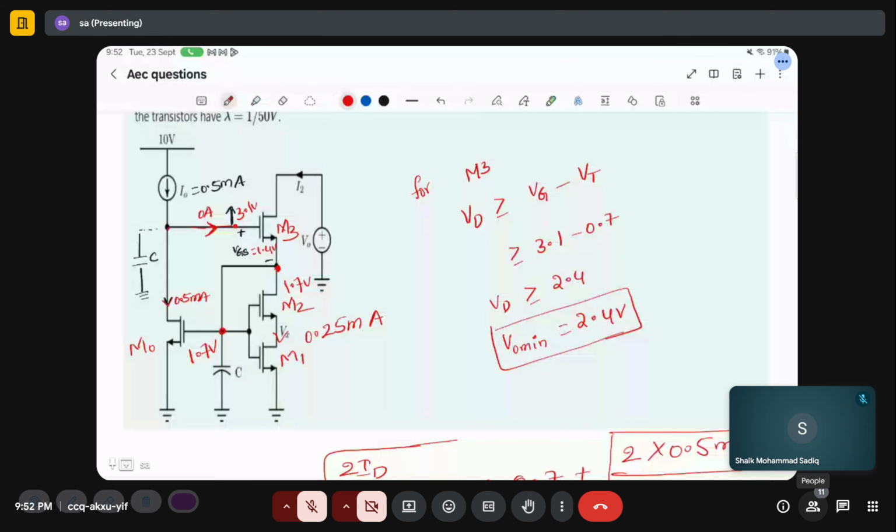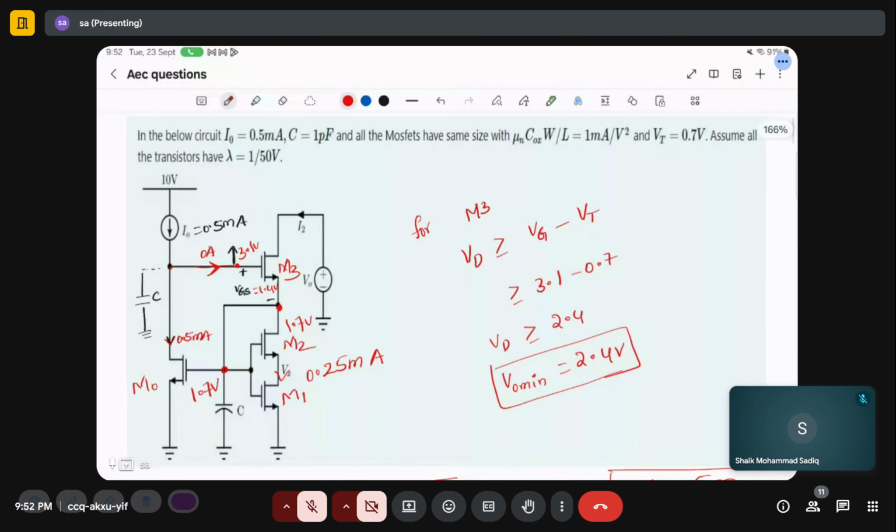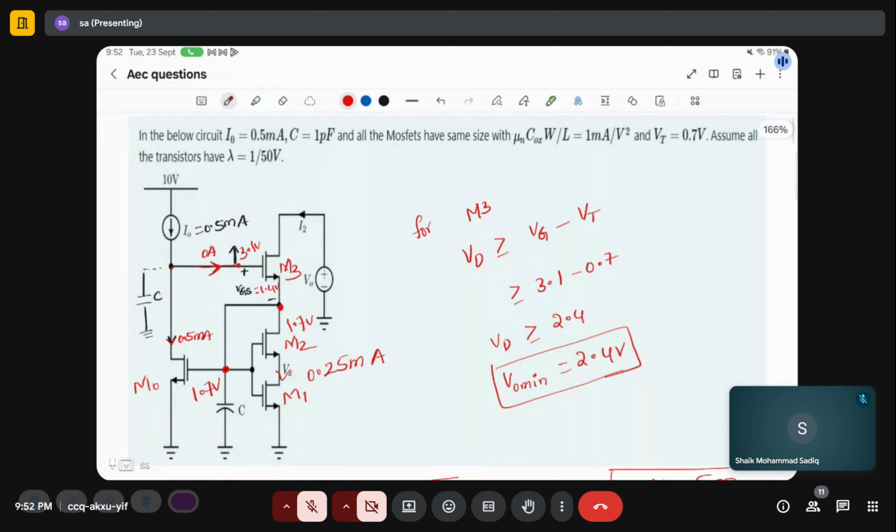Raja, because the transfer function has one pole. Yes, the transfer function has one pole, but can you tell it from the circuit they have given? How can you tell that there is one pole? You haven't found out the transfer function, right?